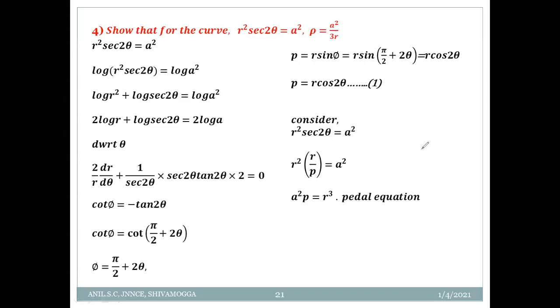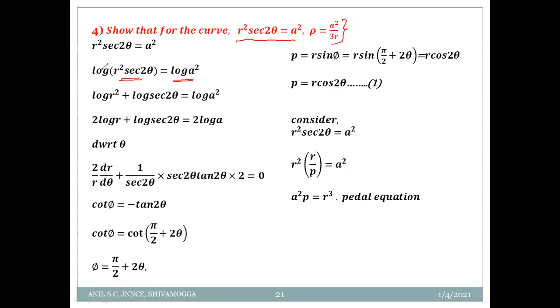Show that for the curve r square secant 2 theta is equal to a square, radius of curvature is a square divided by 3r. First we shall find phi. Take log on both sides. Log r square secant 2 theta is equal to log a square.